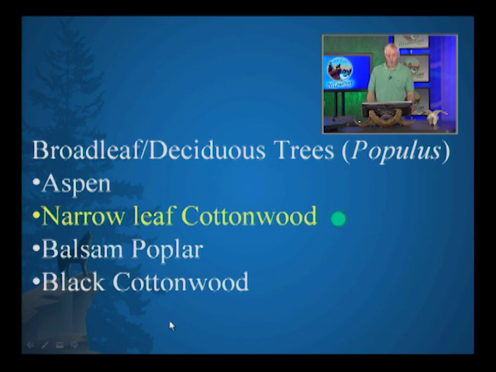Now, with the cottonwoods and poplars, the narrow-leaf cottonwood will have a leaf that's 4 to 5 times as long as it is wide. The balsam poplar will have a leaf that's about 2 to 3 times as long as it is wide, and the black cottonwood will have a leaf that's approximately as wide as it is long.